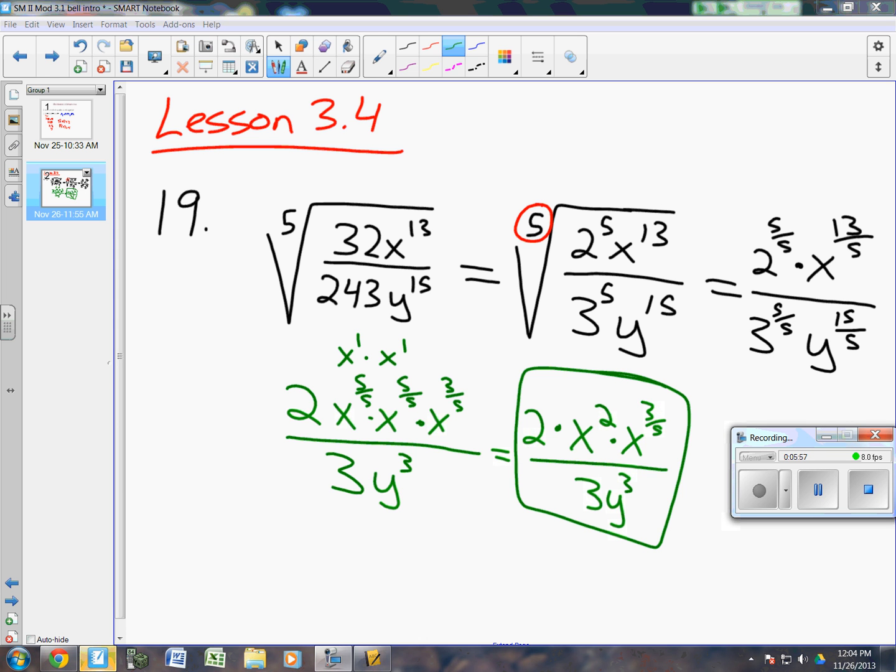Okay? Which way is confusing? This one right here, this answer, or the top one? X squared times x to the 3/5 is more confusing than just x to the 13/5. I would have to agree with that, but it just depends. I honestly don't know if they were wanting us to go right here, except for that's going to be 2 to the 1st and 3 to the 1st and y to the 3rd.